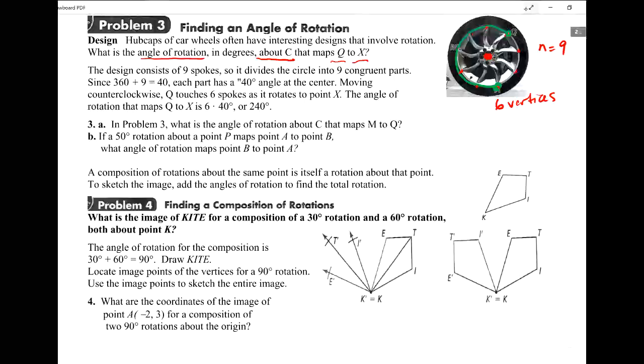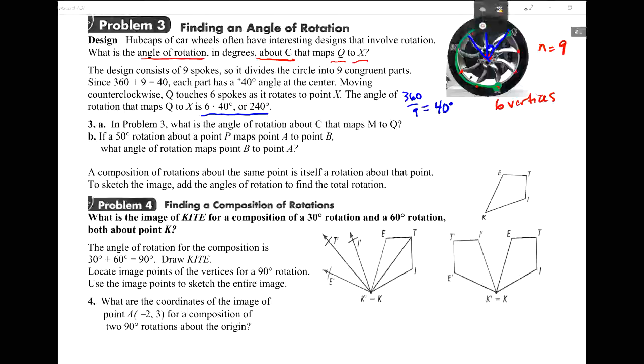So we need to find what does a central angle measure. We know how to do that. 360 divided by 9 equals 40. So each one of our triangles here measures 40 degrees. And I know that I move 6 vertices. So 6 times 40 is 240 degrees. So our angle of rotation is 240 degrees. Pause the video, do the next problem.